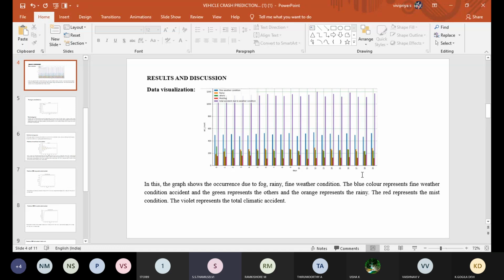Excuse me. Am I audible? Yes. Have you predicted due to rain only this much accident is there? Due to sunny conditions, this many accidents are there. Have you predicted like this for 2021? Yes, ma'am. We have predicted like that, ma'am.